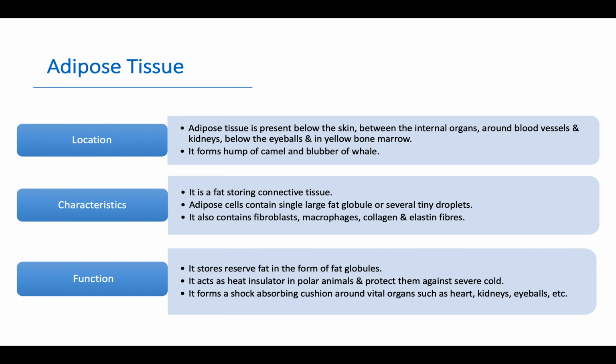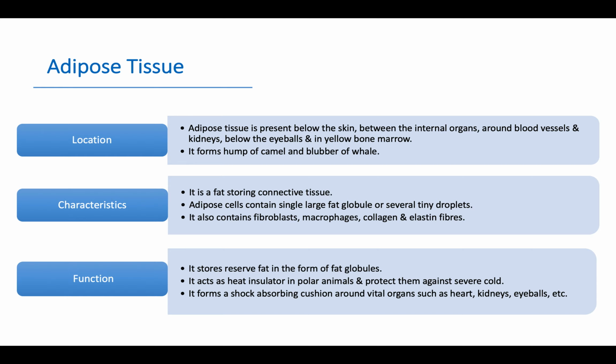Adipose tissue. These are known as fat storing tissues. Location. Adipose tissue is present below the skin, between the internal organs, around blood vessels and kidneys, below the eyeballs, and in yellow bone marrow. It forms the hump of the camel and the blubber of the whale.